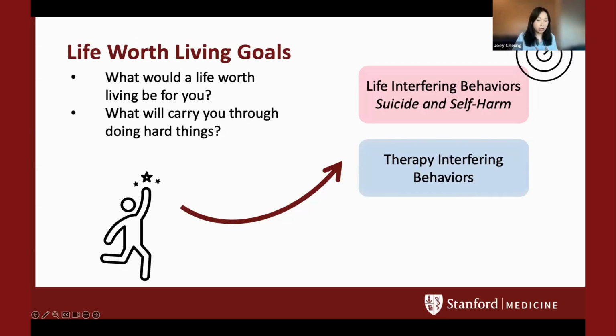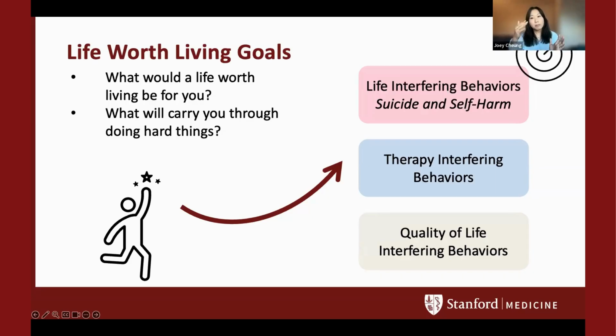The next step is therapy-interfering behaviors. What are the things that are getting in the way of you getting the full dose of what this treatment can offer? For example, if the pain is so unbearable and you're having a hard time getting out of bed, we might treat that as a therapy-interfering behavior and figure out how we can problem solve around more consistent attendance in therapy. And lastly, we have quality of life interfering behaviors. These are things like anxiety, depression, insomnia, movement-related goals, anything that might be captured within barriers to getting you closer to your life worth living.